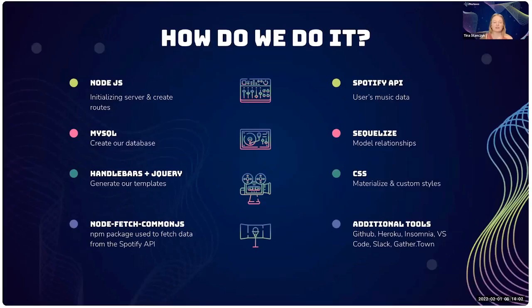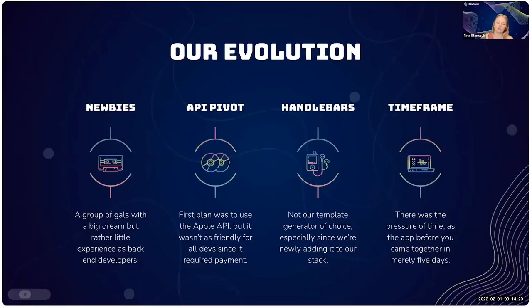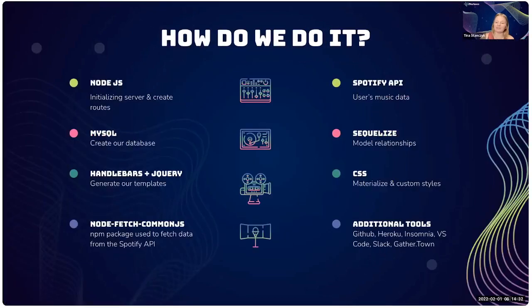We started using Node.js to initialize our server and create our routes. After installing the CommonJS npm package, we were able to fetch data from the Spotify API, which was a new technology to us all. In order to create our database and models, we used MySQL and Sequelize. As for our front end, we generated our templates using jQuery and Handlebars, which was not our generator of choice, or preference rather. And to top it off with the aesthetic, we used Materialize as our CSS framework.